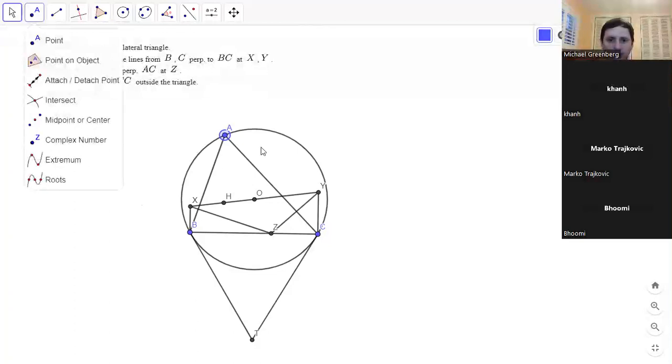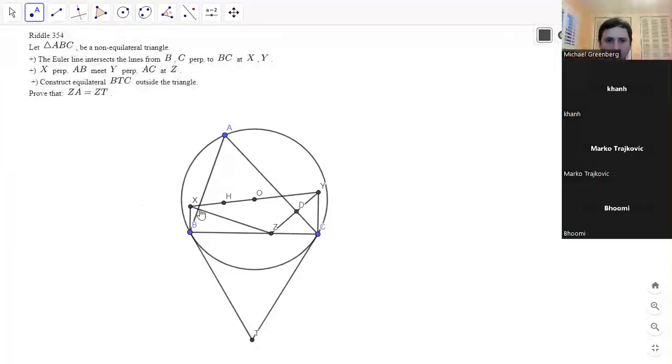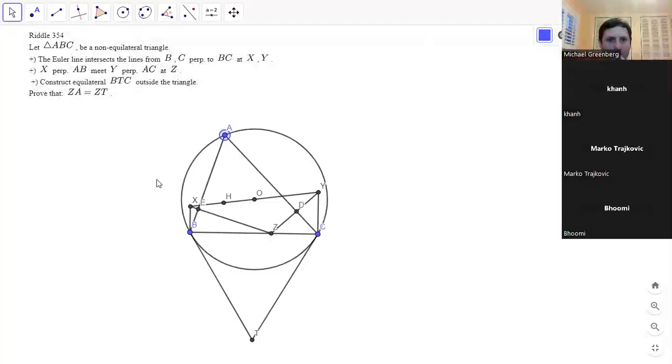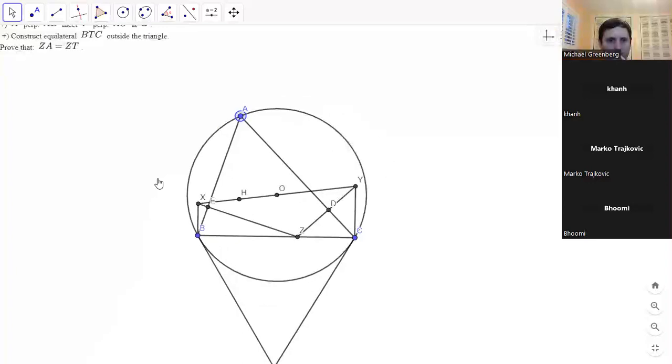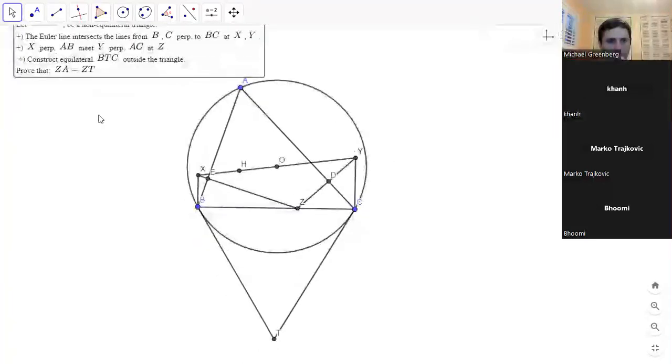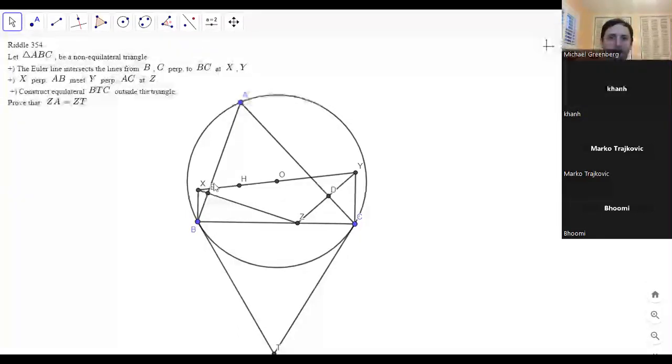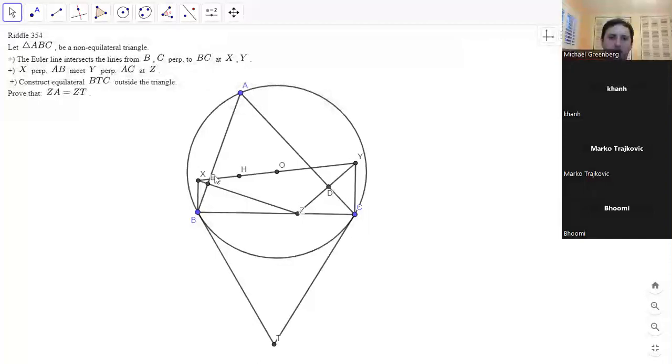So we don't know yet that Z lies on BC, but we know that this would be a cyclic quadrilateral, AEZB. Is that really... I don't think that passes through O. No. Let's make it a little bigger. AEZB. We know that this is a right angle, and this is a right angle. So we don't know that Z lies on BC, but we know that AEZB should be cyclic.